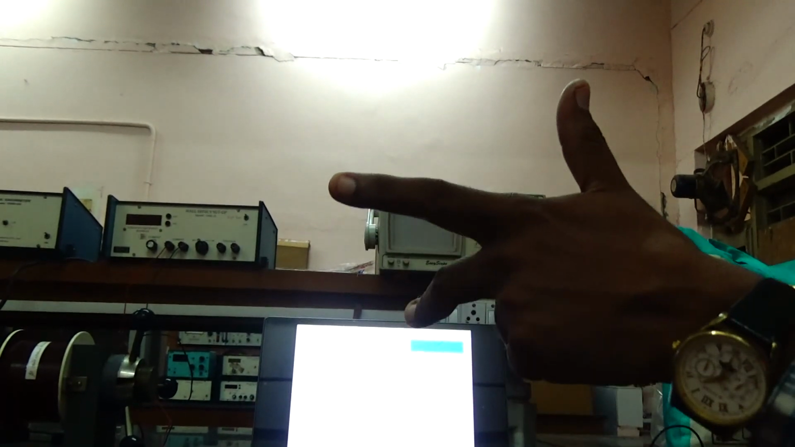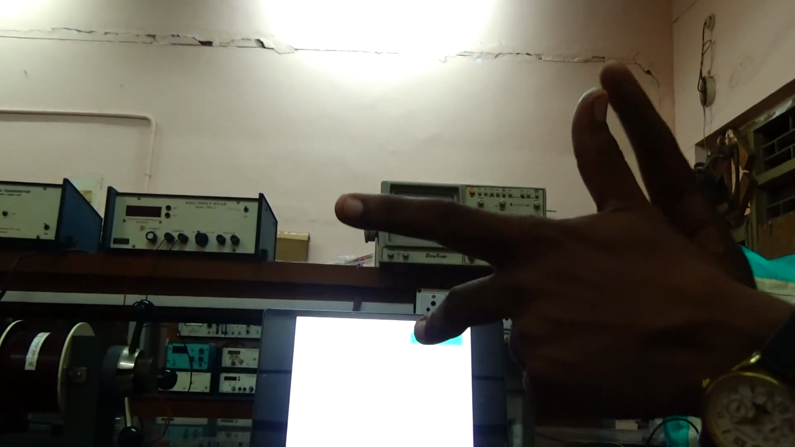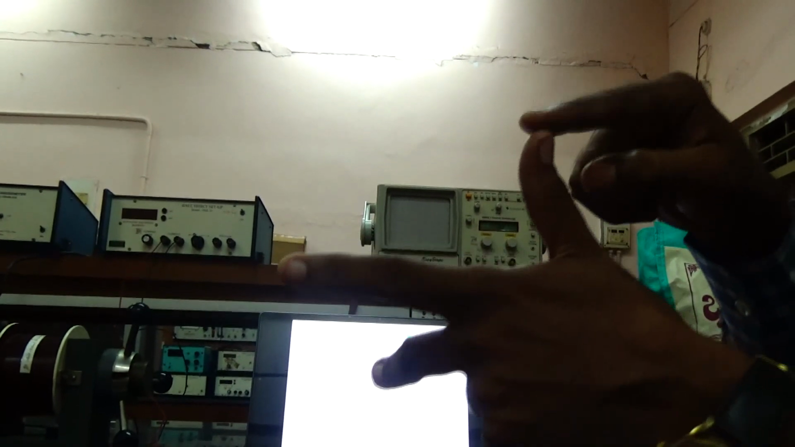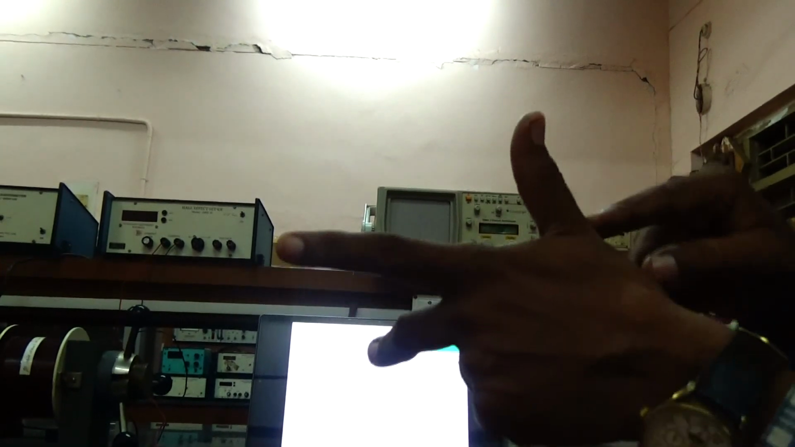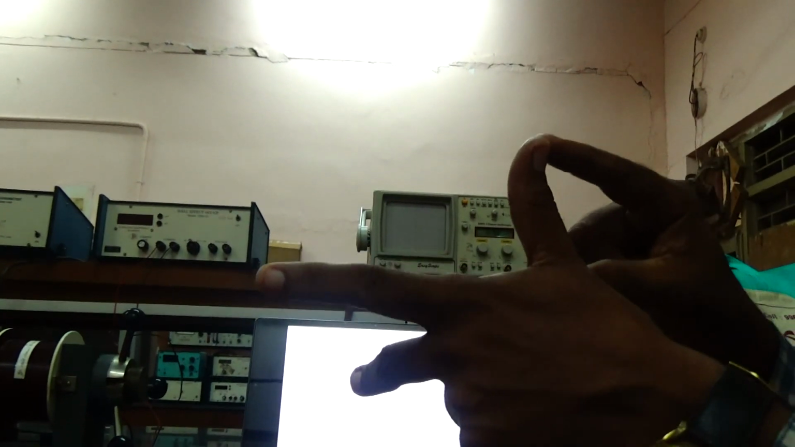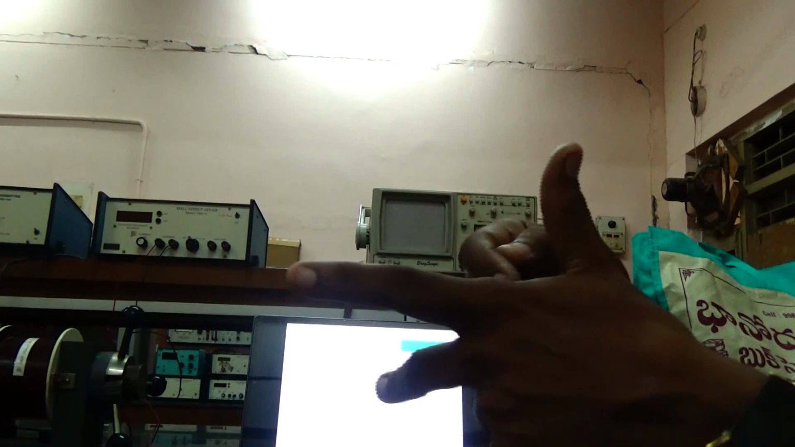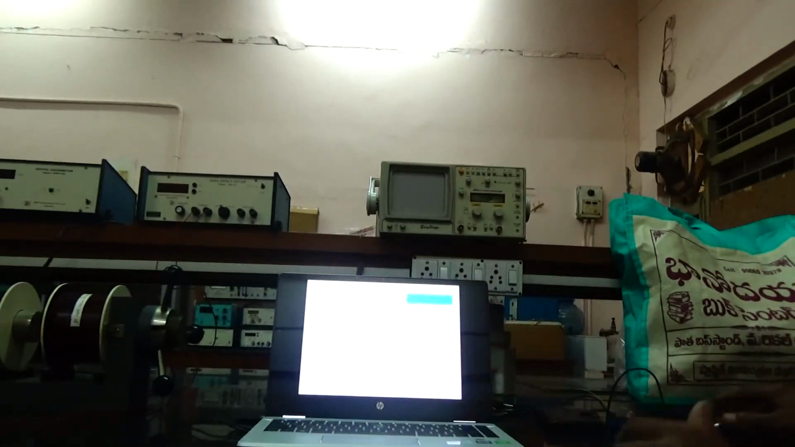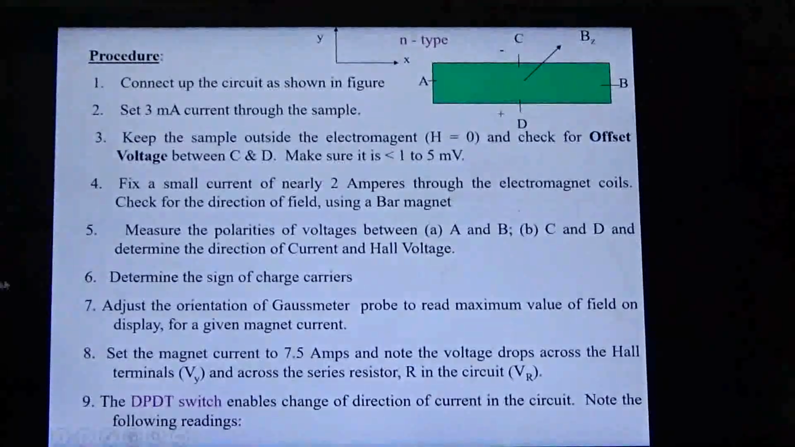On the other hand, if the charge carriers are positive, then the deflection will make the positive charge carriers, that means the holes, accumulate on this side. In comparison, this side gets positively charged, and if Vy is positive, that means the charge carriers are holes. So from there you can determine the nature of charge carriers, and from the slope you can determine the concentration of charge carriers.